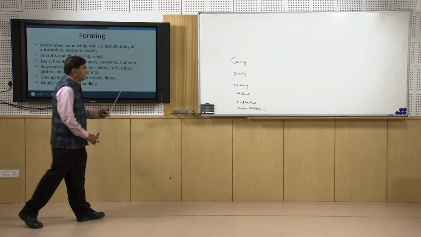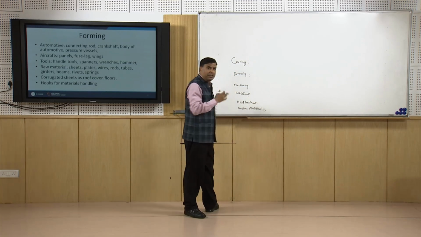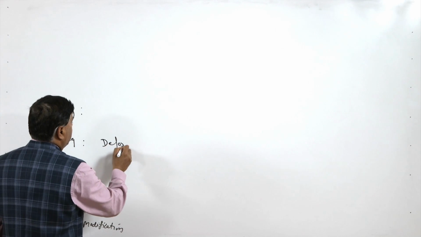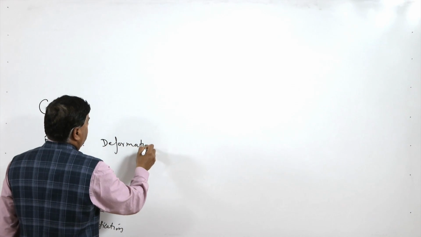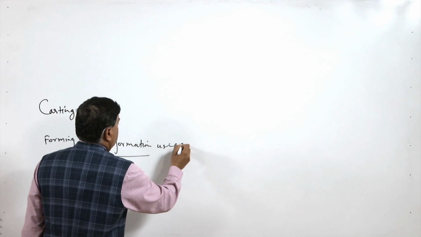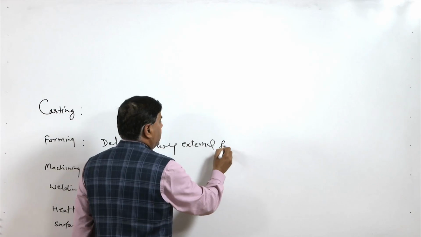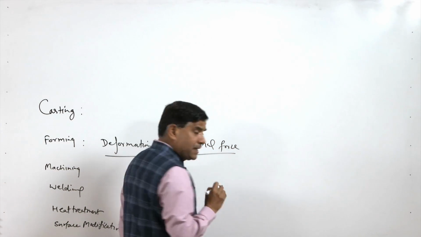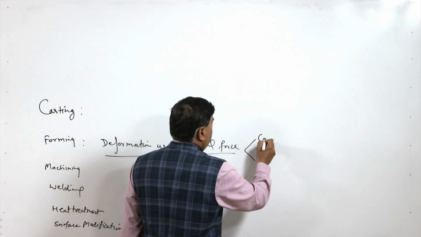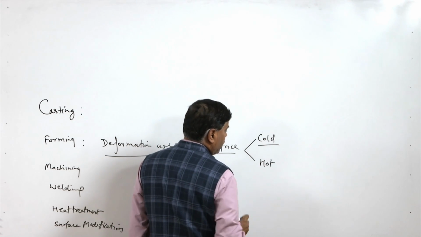Now, coming to the forming processes. Forming is another primary shaping process where primarily deformation using external force is used to get the desired size and shape. In this category there are basically two variants, one is cold forming and another is hot forming.